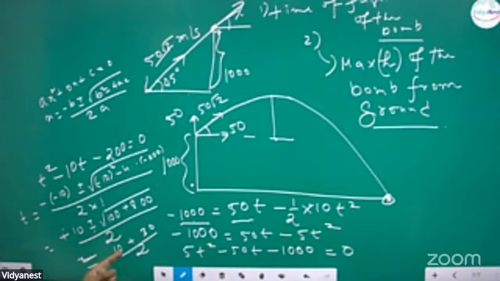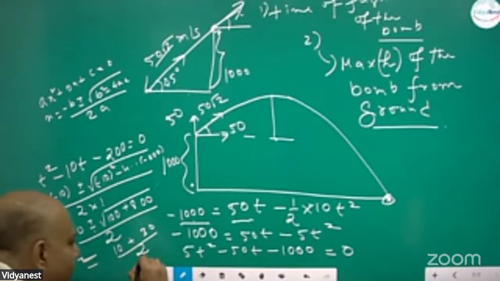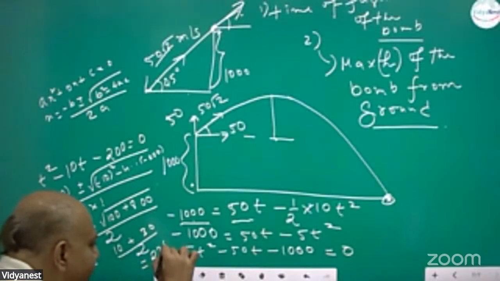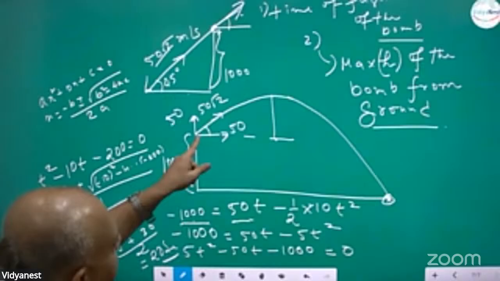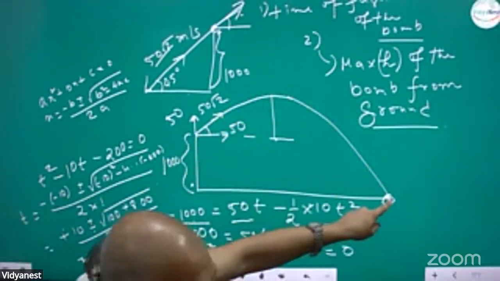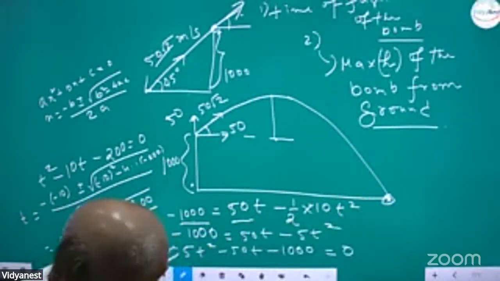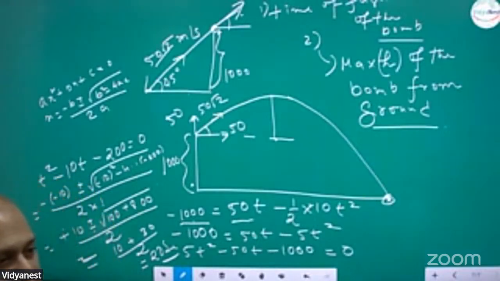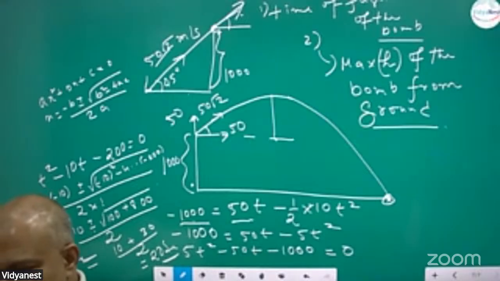What I told, did both of you understand? Yes. Got it. Just not the negative time, because if I take minus 30, the total time will come negative, no value. The negative time doesn't matter. So 30 plus 10, 40 by 2, it is going to become 20 seconds. Meaning the total time of flight for the bomb to reach this point is equal to 20 seconds. Is it clear or not clear? Yes, sir, it is clear.